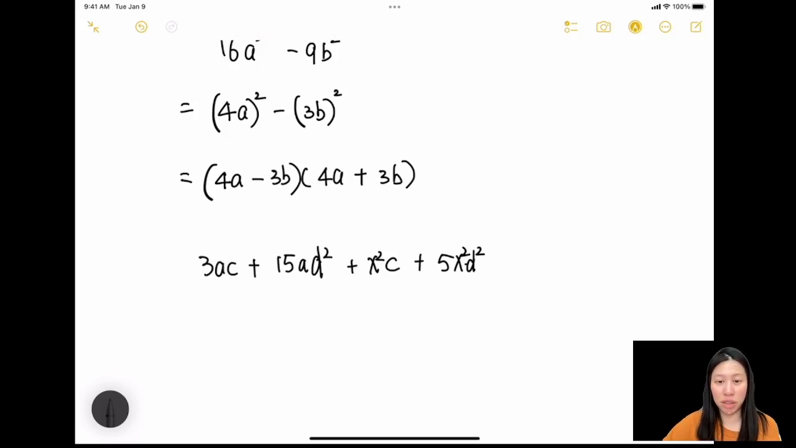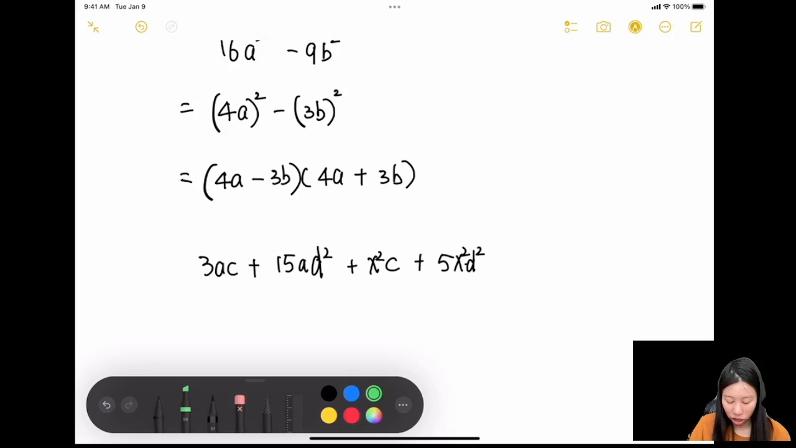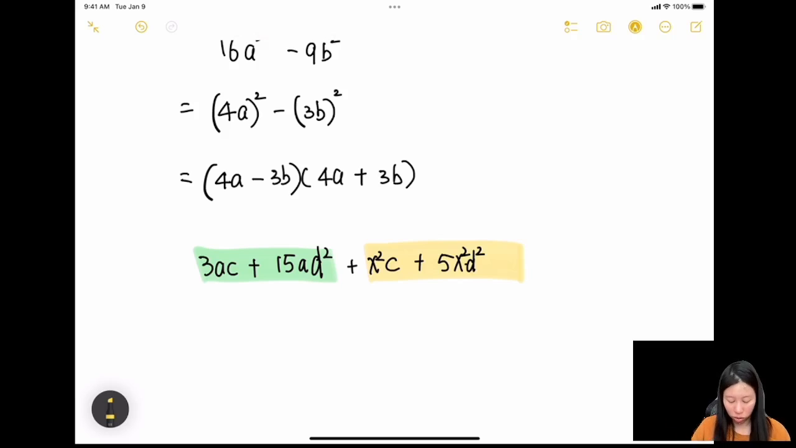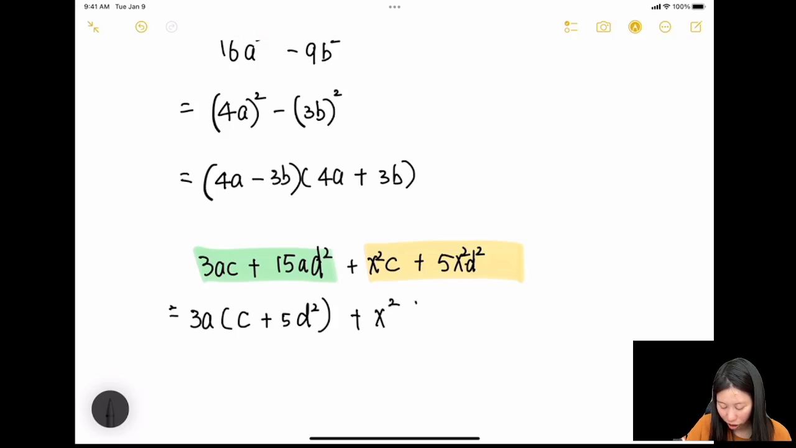First of all, we try to factor the common factor. We have 3, 15, 1, and 5. They're relatively prime to each other. So now we regroup this. Let's try the first 2 and then the last 2. If it doesn't work, we will reorder it. So for the first 2, the green one, the common factor would be 3 times a, so we have a(c plus 5d squared). And for the second one, they have x squared in common, c left, and then 5d squared. Okay, that works.